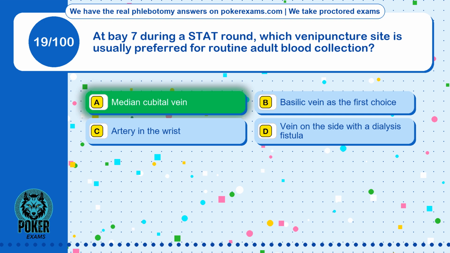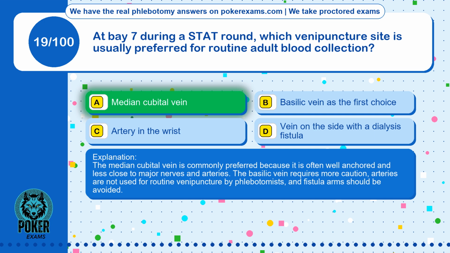The correct answer is option A. Median cubital vein. The median cubital vein is commonly preferred because it is often well anchored and less close to major nerves and arteries. The basilic vein requires more caution, arteries are not used for routine venipuncture by phlebotomists, and fistula arms should be avoided.